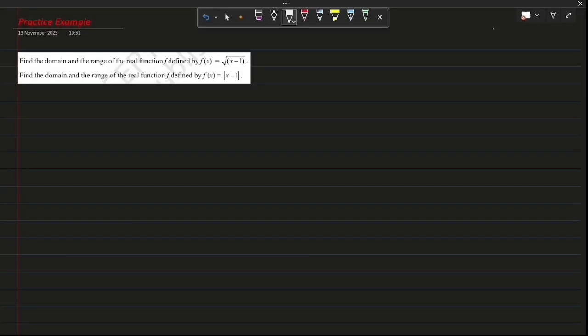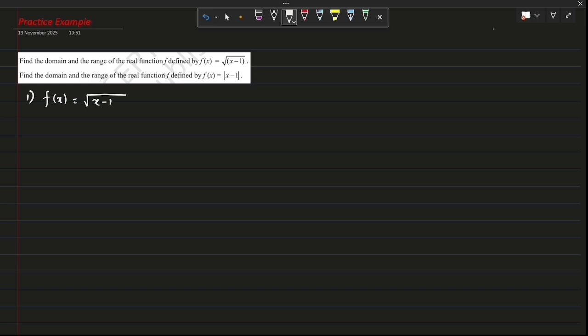So as you know, we are taking a practice example from Unit 1, Unit 2, Unit 3. This is from Unit 2. Question number 1 is about finding the domain and range, and the second is about the same, finding the domain and range of the function. So for the first one, the function f of x is given as square root of x minus 1.